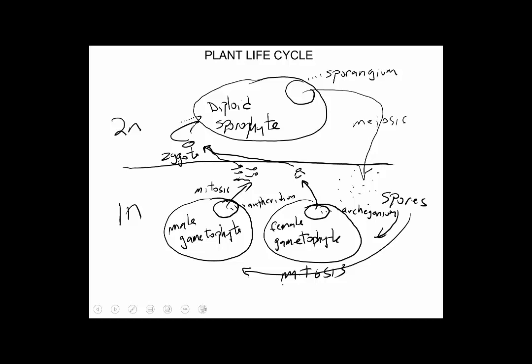And so what we have is an alternation of generations, two stages in the life cycle. A sporophyte, which produces spores by meiosis, which develop by mitosis into haploid gametophytes. The gametophytes have gametangia, antheridia on the males, archegonia on the females, that produce gametes, eggs and sperm, by mitosis, that fuse together to form a fertilized egg or a zygote that develops by mitosis into a diploid sporophyte. And that is the life cycle of plants.